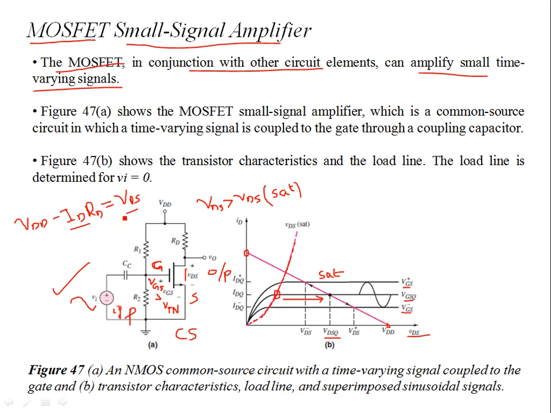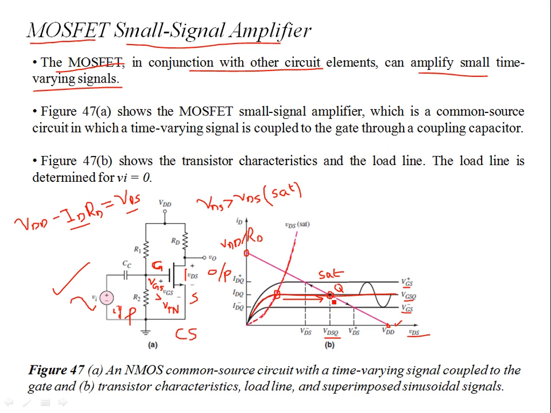So when ID is 0, VDS is VDD. This is this point. When VDS is 0, this point is VDD by RD, which is your DC current ID. So this determines the load line. If you connect those 2 points, wherever the intersection occurs is the Q point. The intersection is between the IV curve, since for each VGS we have a similar IV curve. This is my VGSQ. This is where the intersection occurs, and we call this the Q point.